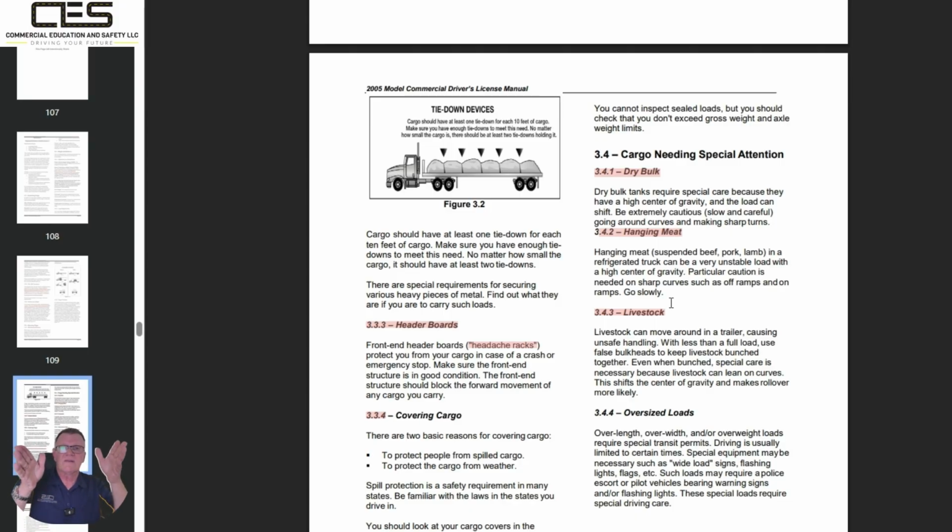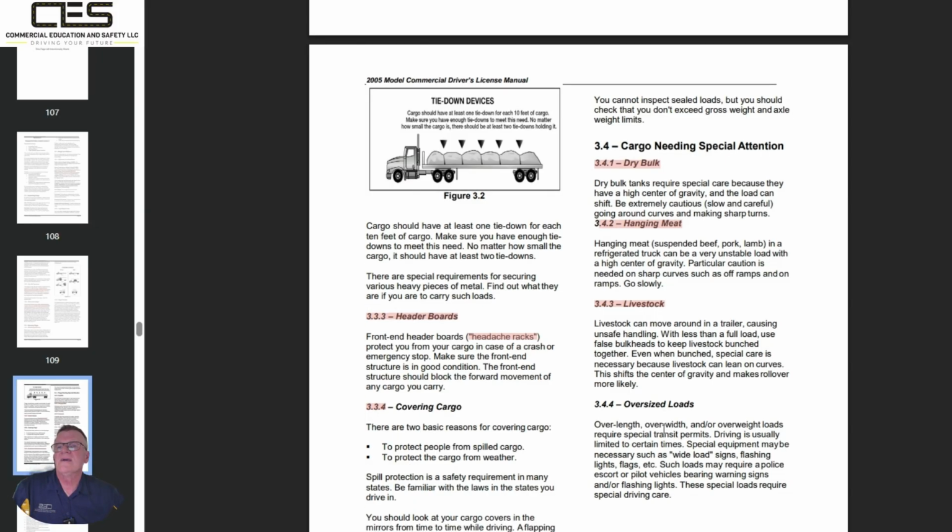These cows and cattle and pigs and everything else are in these trailers. They're moving around. They've got legs. They're not chained to the floor. Those are dynamic loads. If you make a turn too hard left or too hard right, it's going to throw all those animals to the right or left. And if you've ever seen a livestock trailer tip over, it is not a pretty sight. So dynamic load, be careful with livestock.